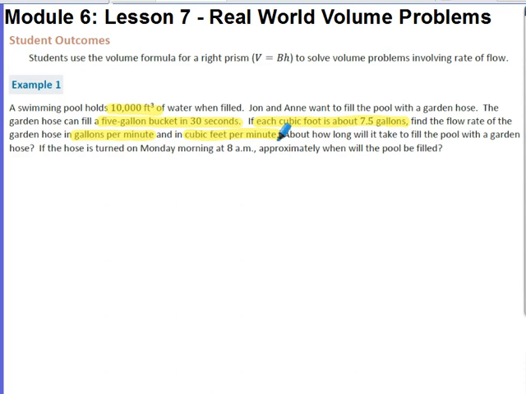About how long will it take to fill the pool with a garden hose? If the hose is turned on Monday morning at 8 a.m., approximately when will the pool be filled?